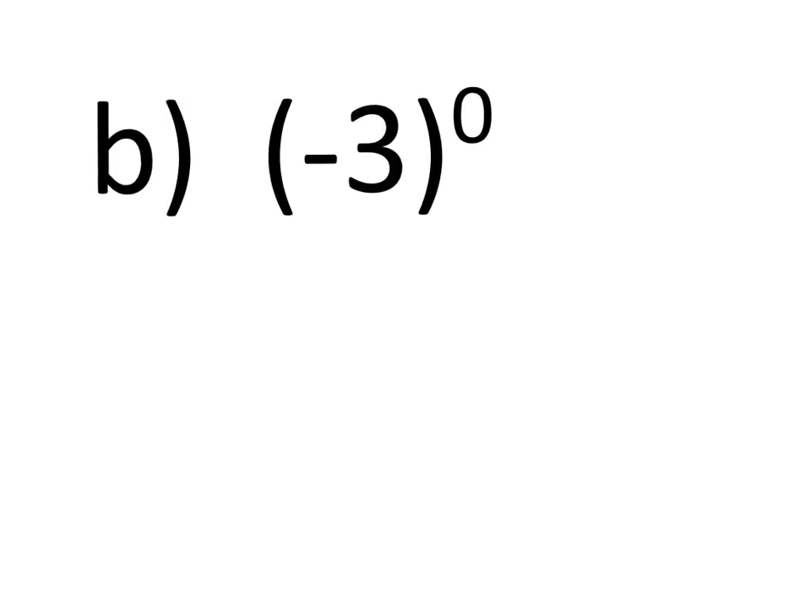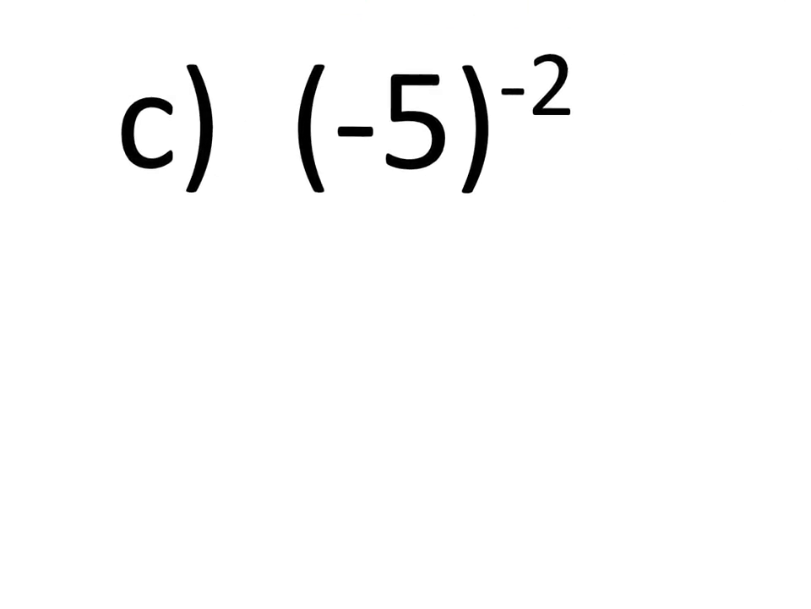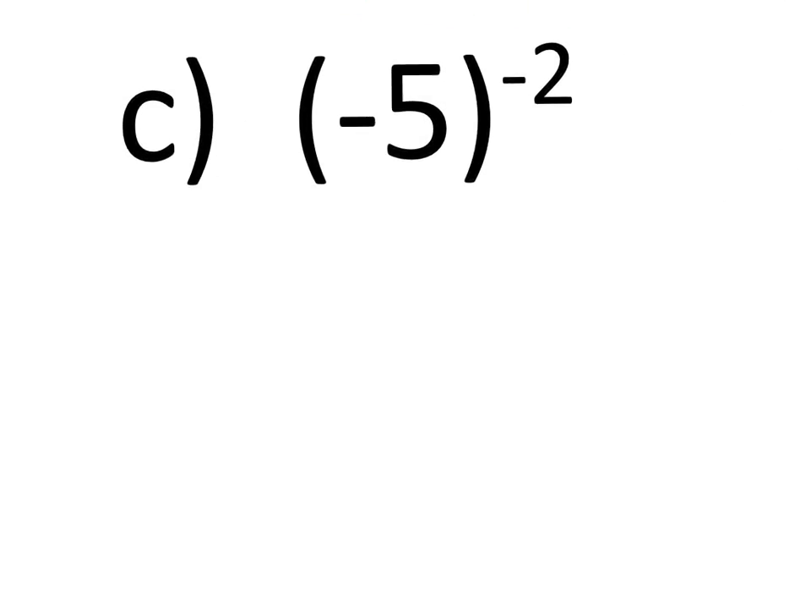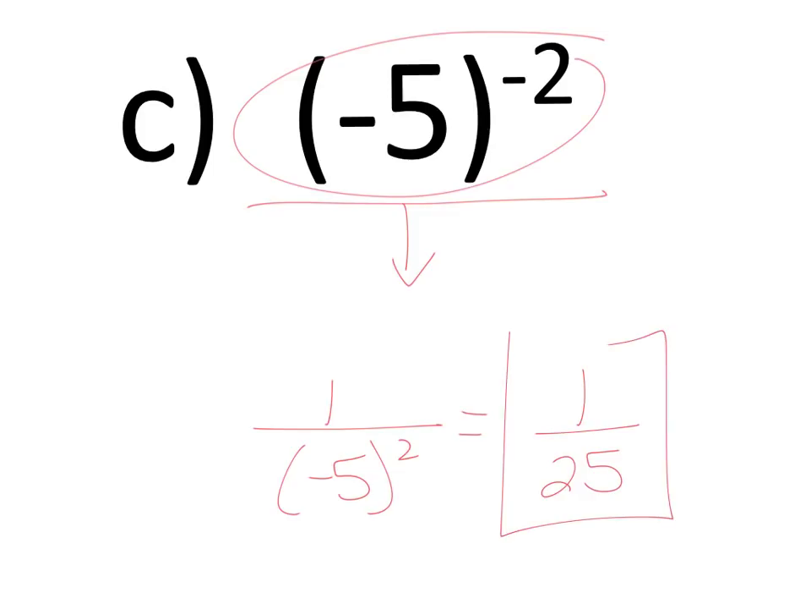Okay, going to the next one. Anything to 0 power equals 1. And on C, all right. So again, it's in parentheses. So this whole thing's going to drop. So you're going to get 1 over -5 squared. Okay, so notice the base is not changing, right? The only thing that's changing is that exponent. So then you end up with 1 over 25. Negative times a negative is a positive.